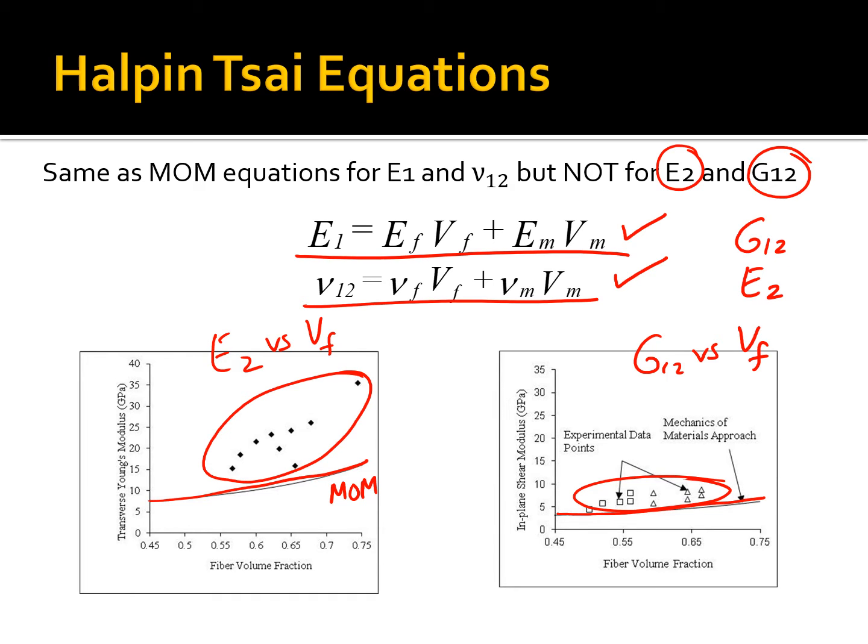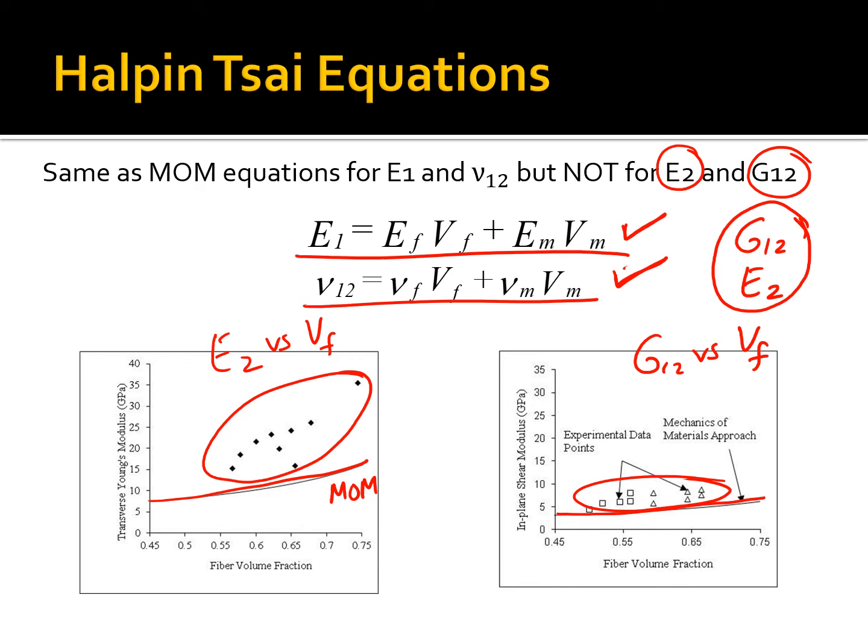Again, recognize that these are the rule of mixtures, and the formulas for which we have trouble making the experimental results and the theoretical results similar to each other are the two formulas which have the inverse rule of mixtures formula. So we've got to figure out what G12 and E2 are based on the Halpin-Tsai equations.